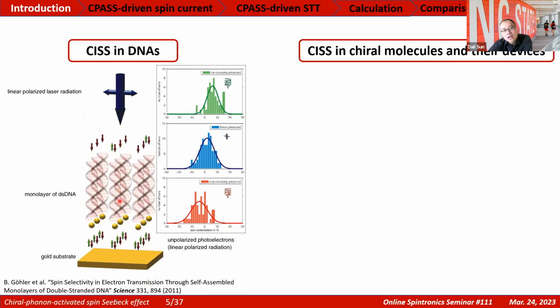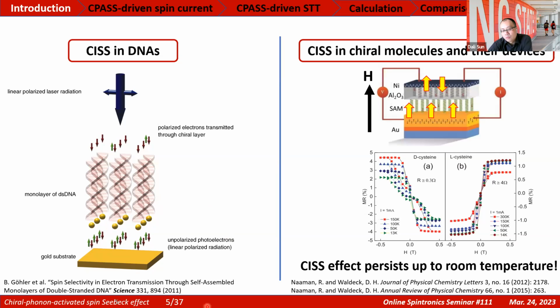They used the photoemission technique to study what happens once you have electrons passing through the DNA structure. You detect the spin polarization of the photoelectrons, and they realized the spin polarization was generated after passing through the DNA. Later on, people continued to discover more chiral materials that can exhibit the CISS effect, for example in chiral molecules, or device configurations with cysteine, left and right cysteines, and they made them into traditional spintronic devices with only one magnet layer.